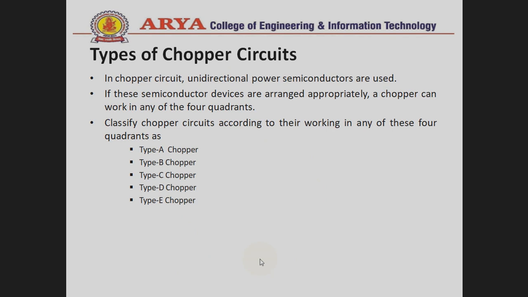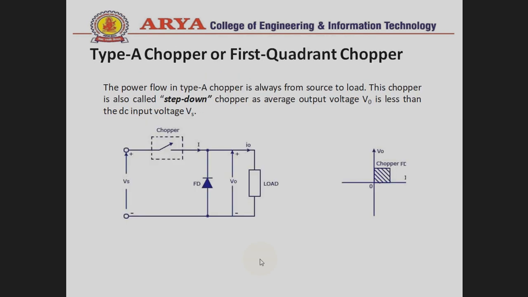Now the types of chopper circuit. In the chopper circuit, unidirectional power semiconductor devices are used. If these semiconductor devices are arranged appropriately, a chopper can work in any of four quadrants. Quadrant is basically four: first, second, third, fourth. So according to quadrant operations, the chopper circuit is divided into five types: type A chopper, type B chopper, type C, type D, and type E chopper.